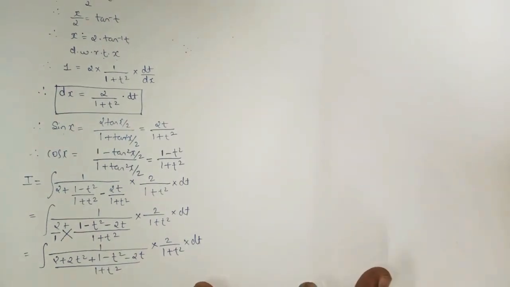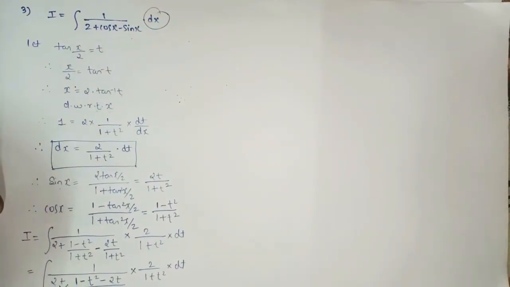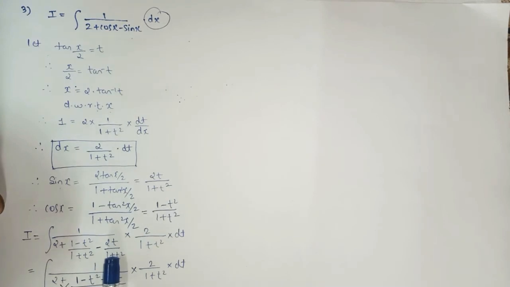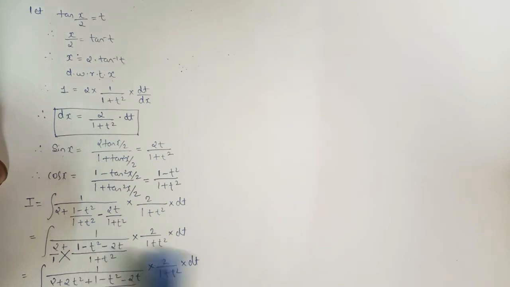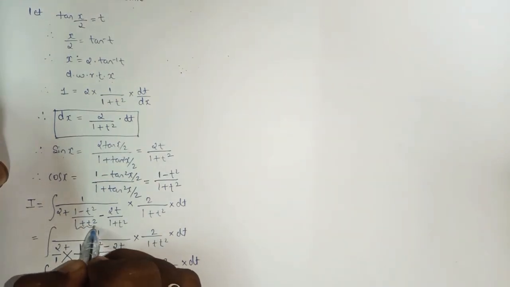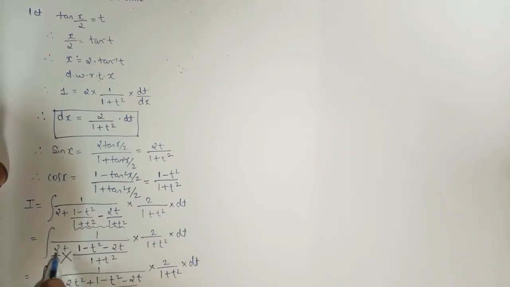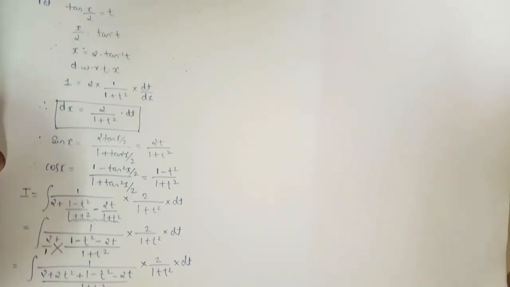So here what I did, I replaced the value of cos and sine. As in the question here we have cos and sine. Cos is replaced by what? 1 minus t square upon 1 plus t square, and sine is replaced by what? 2t upon 1 plus t square. In the next step what I did, here denominator it was same, so that I wrote one time. So in the numerator it will be 1 minus t square minus 2t. Rest cross it. I hope you all understood till here.